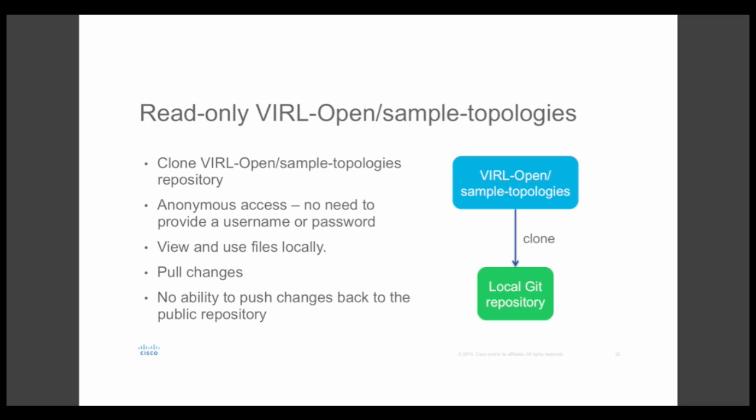We have the VIRL Open project out there. They're the sample topologies. If you just want to pull those down, have a copy locally so you can look at them, run them, just use that as reference, that's actually the simplest case, and you don't even need a GitHub account. You can just do this as an anonymous user. So we're going to do that first. Let me set up share.